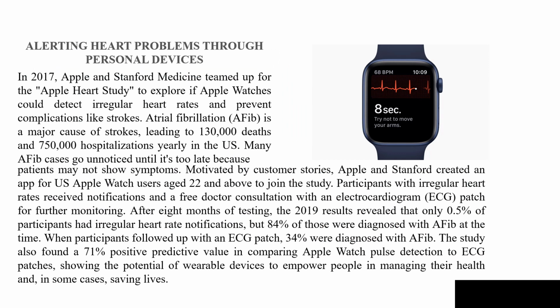Alerting of health problems through personalized devices. Some of the major personalized devices being used include the Apple Watch. Apple and Stanford created a study for US Apple Watch users aged 21 and above to join. Participants with an irregular heartbeat received notifications and free doctor consultations with an electrocardiogram, ECG, patch for further monitoring. After 8 months of testing, the 2019 results revealed that 0.5% of the participants had irregular heart rate notifications, but 85% of them were diagnosed with AFib at that time. This is how these personalized devices help monitor heart rate in patients.